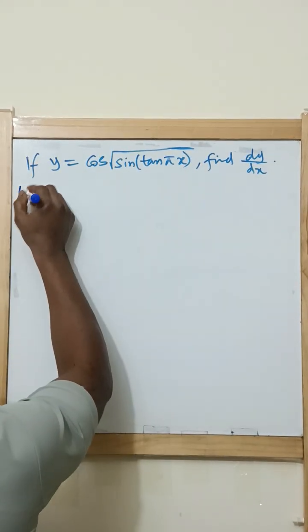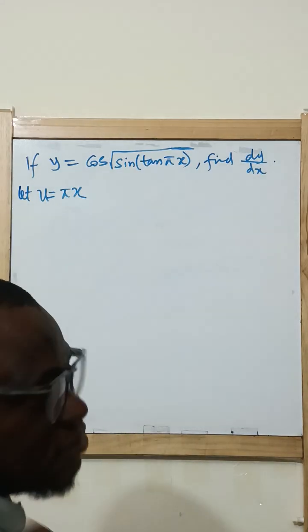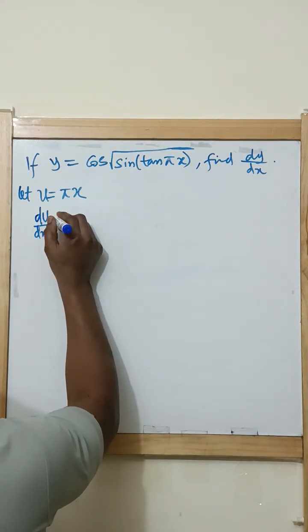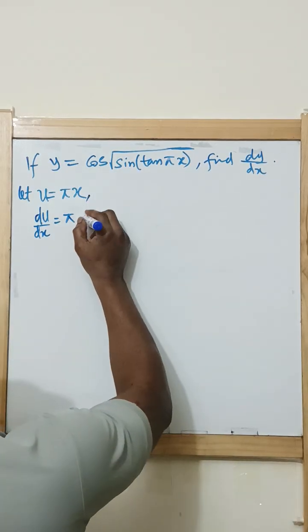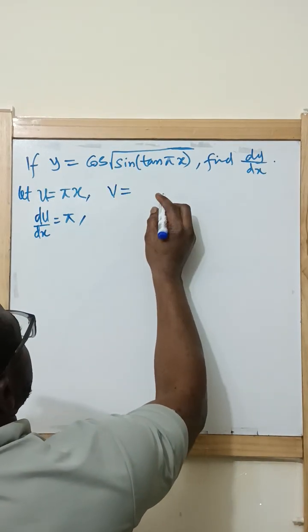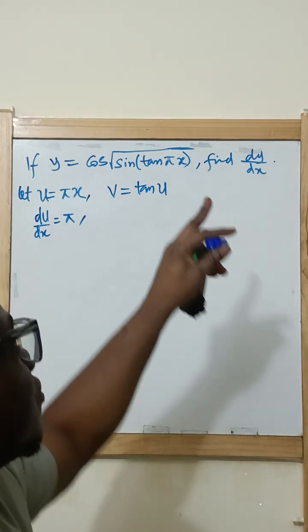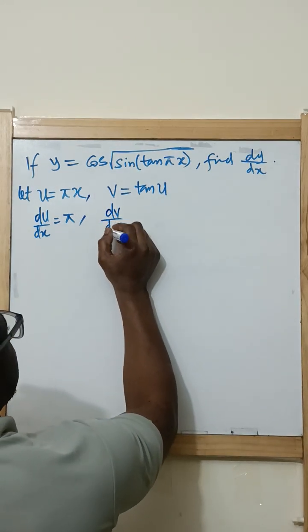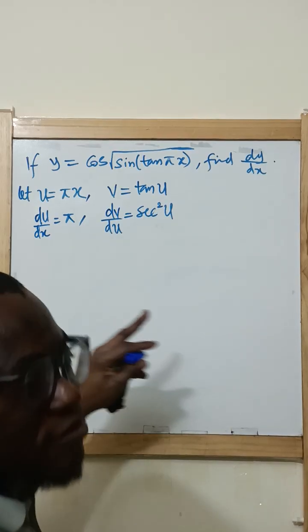Let u equal pi x. So du/dx is going to be pi. That one is sorted. Now let v equal tan of u, because this is now u. So dv/du is going to be sec squared u.